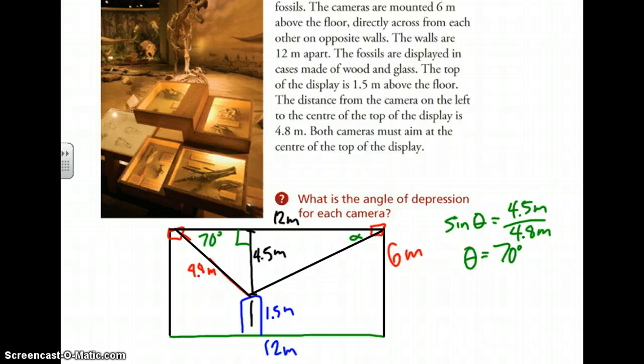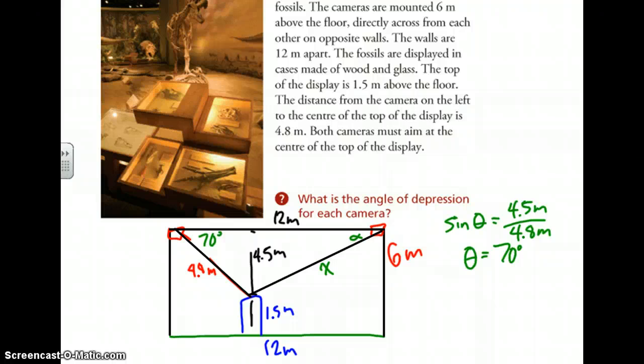So what else do we have now? We have that that's 70. What can we do now? Well, what about this side here? Do we know that side there? No, we don't know it. Can we find it? Well, one approach is we could find that.